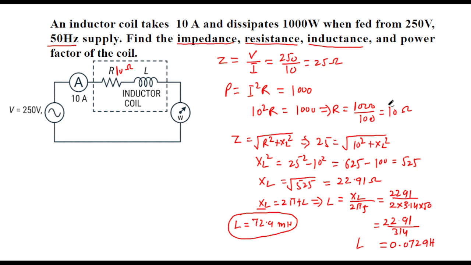The resistance is 10 ohm, and the inductance is 72.9 millihenry. The last part is the power factor. The power factor in an RL circuit can be given by PF equal to R divided by the impedance. The value of R is 10 and the value of Z is 25. If you divide, the power factor is 0.4.